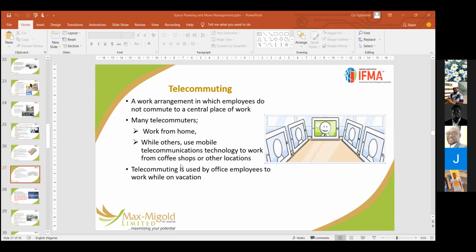Telecommuting is such that you could actually be in several locations. Why I'm rushing this is because it's not new anymore. It is what we are using now. For this class, I'm in a separate location, you're in a separate location, but we are connected. Several people are in several locations, but they are connected to a central server. The internet and technology have been able to help us.